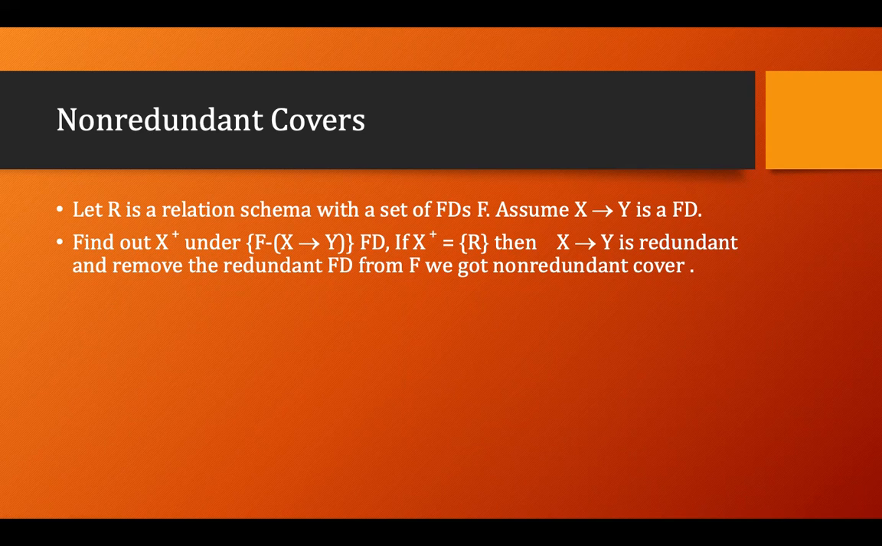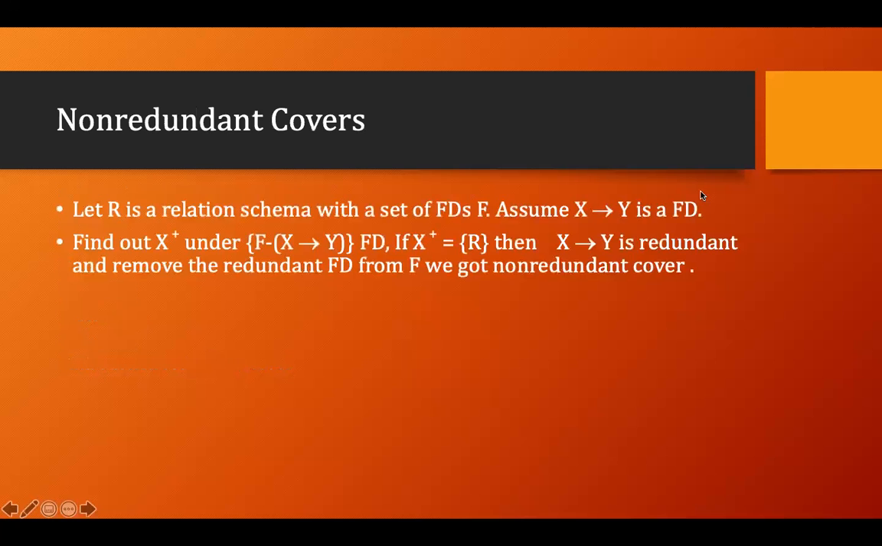So when we define any table, in one table we have many functional dependencies defined. So we have to look for those functional dependencies which are redundant or which are duplicate functional dependencies. So we will try to remove those functional dependencies and will make a non-redundant cover of the functional dependency.